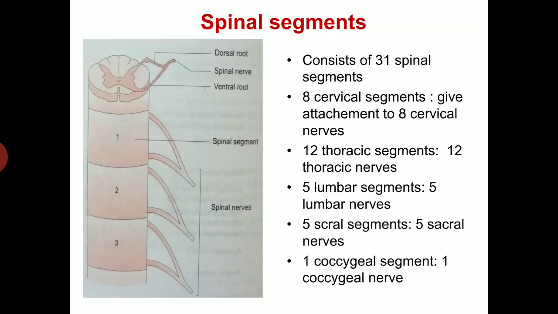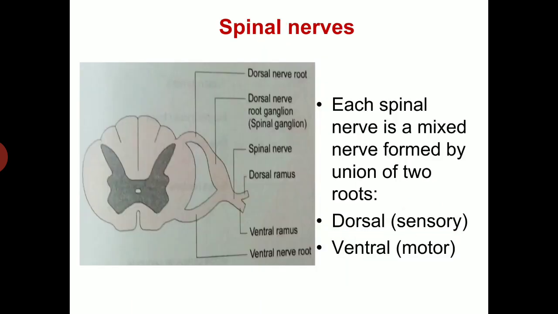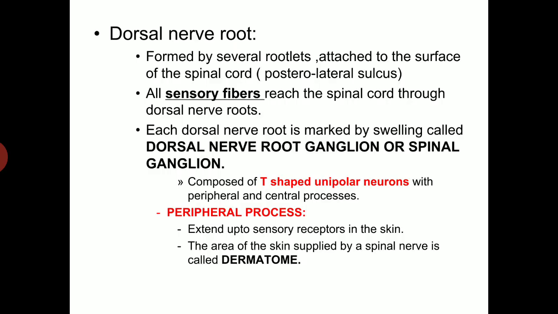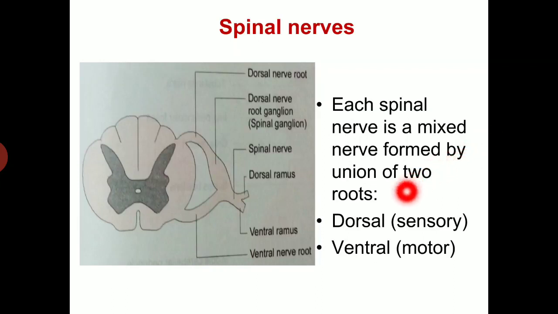Spinal segments consist of 31 spinal segments. 8 cervical segments give origin to 8 cervical nerves. Likewise, 12 thoracic segments, 12 thoracic nerves, 5 lumbar nerves, 5 sacral nerves, and 1 coccygeal segment gives origin to 1 coccygeal nerve. Each spinal nerve is a mixed nerve formed by union of 2 roots, dorsal and ventral. Dorsal root is sensory and ventral is motor.